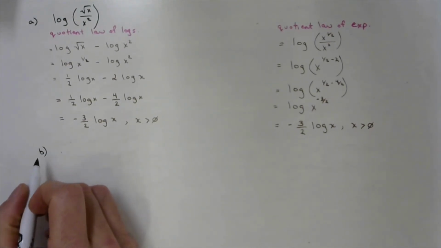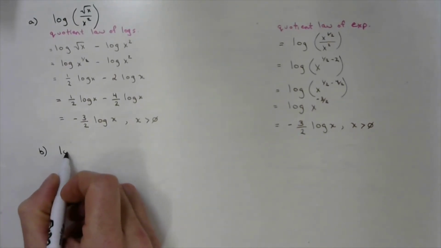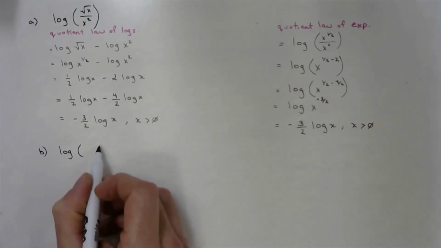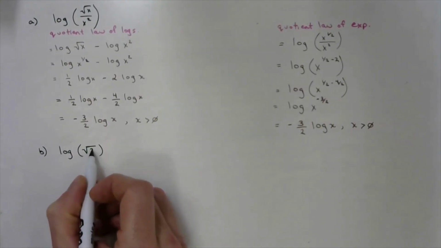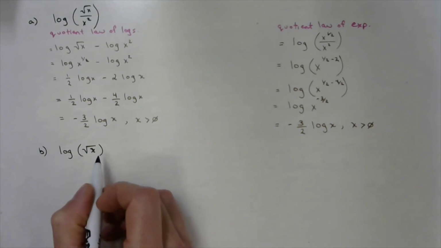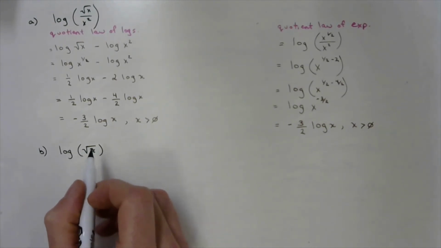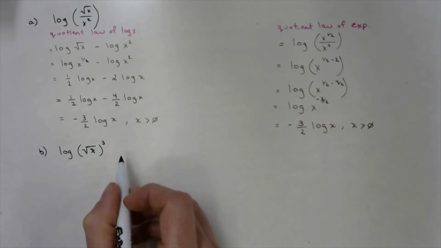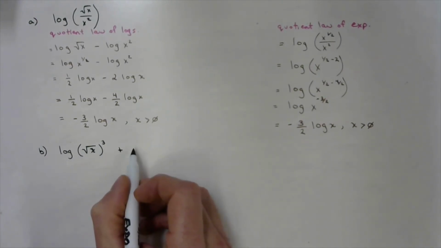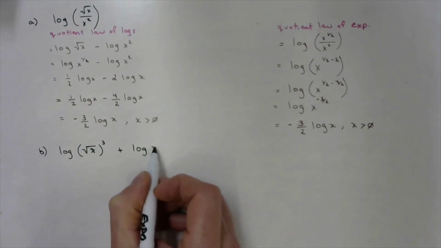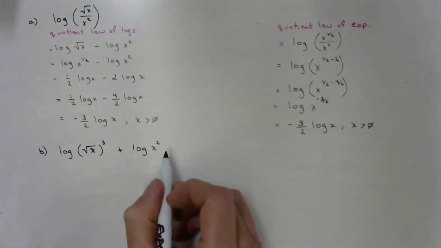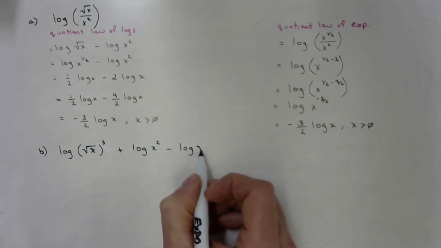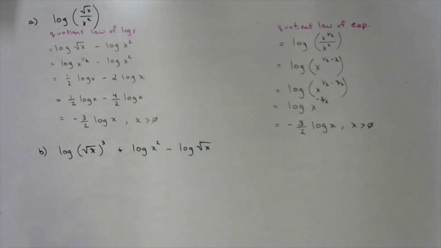B. There are 3 of them, by the way. B is the log of, in brackets, radical x, square root of x, and then we're going to raise that square root to the power of 3. We're going to add the log of x squared, and we're going to subtract the log of radical x.